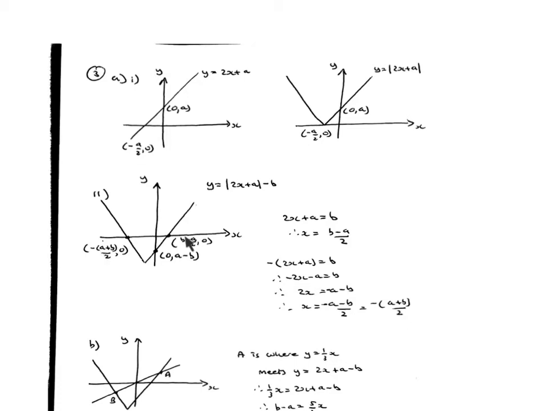But the point about these two coordinates is that I want the y coordinate to be 0. So the equation of that line, that's straightforward, 2x plus a, but the equation of this line is minus 2x plus a.